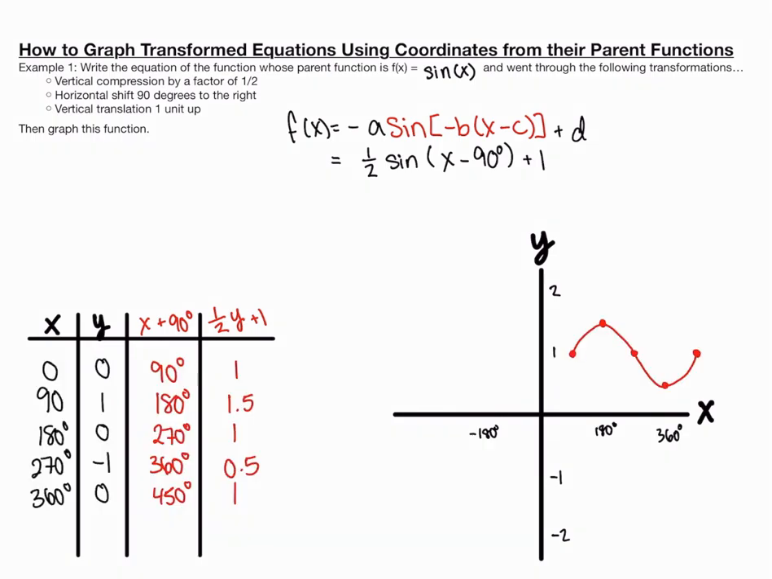Now to graph this function, I'm going to take some good points from the parent function, f(x) = sin x, and transform those. So the coordinates in red and the graph in red are my transformed function, f(x) = 0.5 sin(x - 90 degrees) + 1.